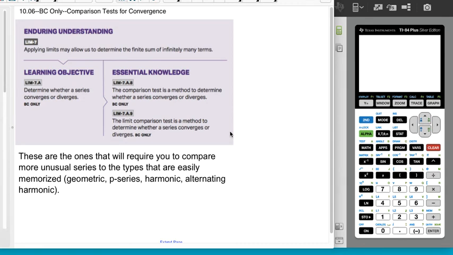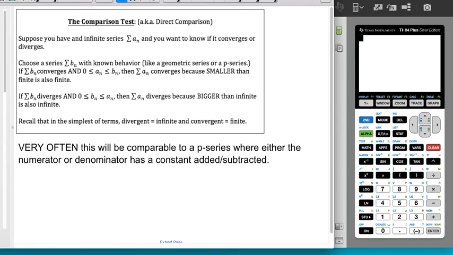So it's important to understand how geometric and p-series work because other problems, like other convergence and divergence problems, are going to lean on that knowledge, right? So we need to make sure we have that base knowledge memorized. All right, so here's what the comparison test says. Sometimes you'll also hear it called direct comparison.